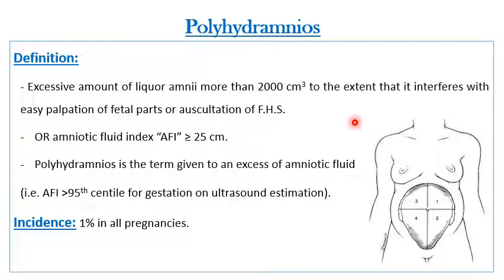Less than 5 centimeters by summation equals oligohydramnios. More than 20 by some is considered polyhydramnios, but others consider more than 25 centimeters as polyhydramnios. Another definition for polyhydramnios is the term given to an excess amount of amniotic fluid, more than the 95th percentile for gestation on ultrasound. Amniotic fluid index more than 25 centimeters, amniotic fluid amount more than 2000 cubic millimeters. The incidence of polyhydramnios is about 1% in all pregnancies.